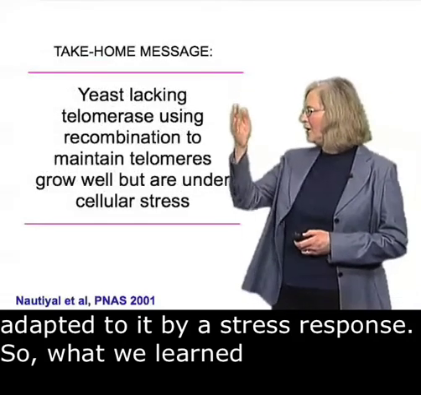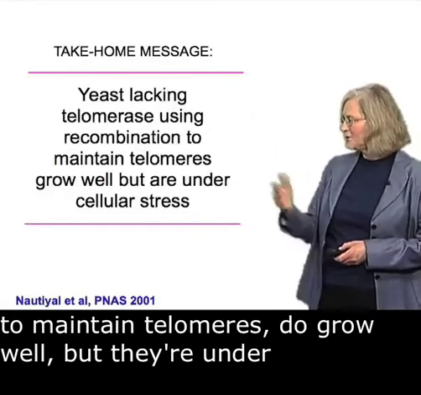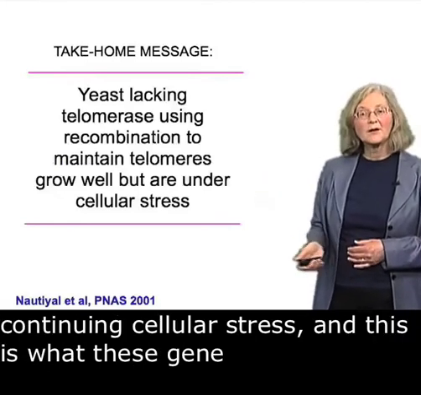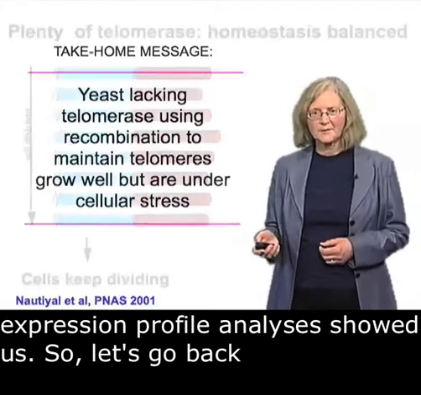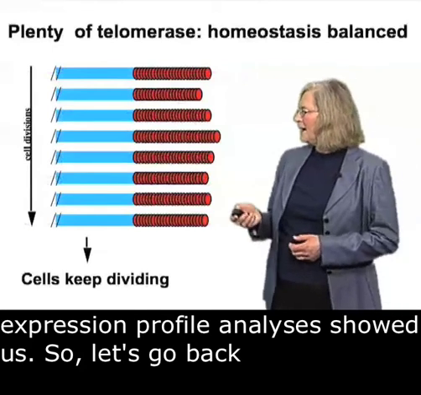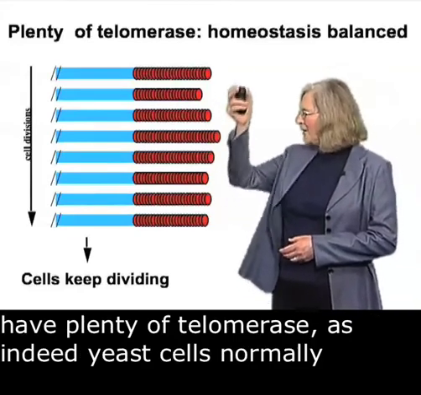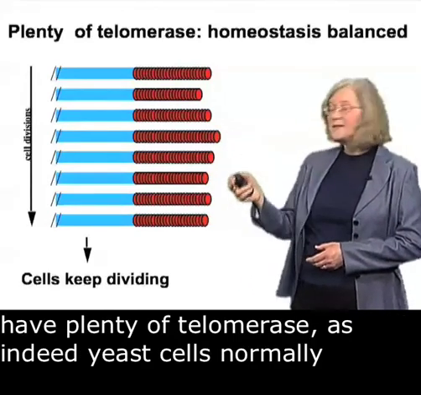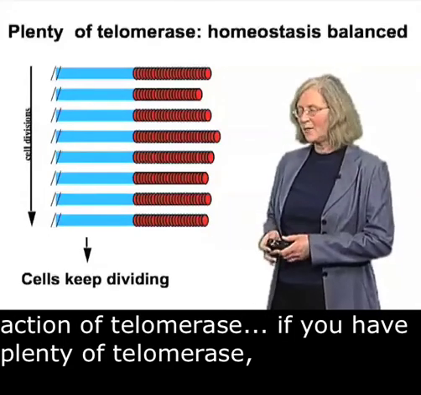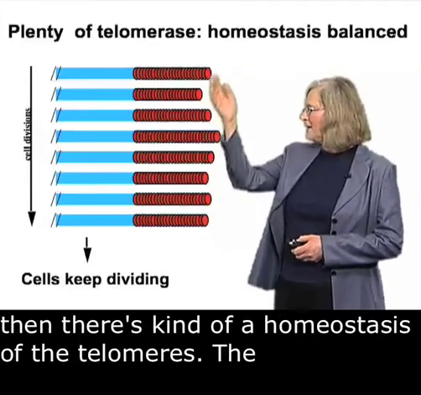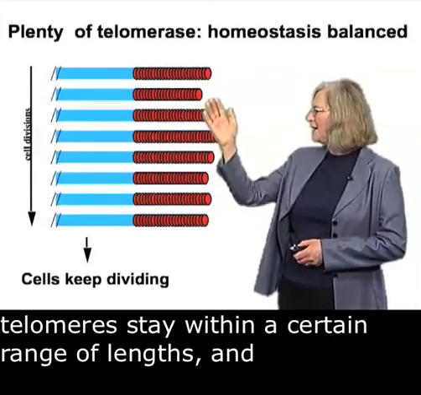So, what we learned then is that yeast lacking telomerase, using recombination to maintain telomeres, do grow well, but they're under continuing cellular stress. And this is what these gene expression profile analyses showed us. So, let's go back to telomerase and consider again what it's doing. If you have plenty of telomerase, as indeed yeast cells normally do unless we genetically or in other ways ablate the action of telomerase, then there's a kind of a homeostasis of the telomeres. The telomeres stay within a certain range of lengths.